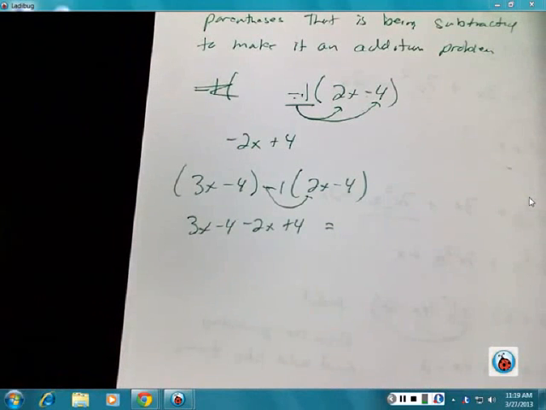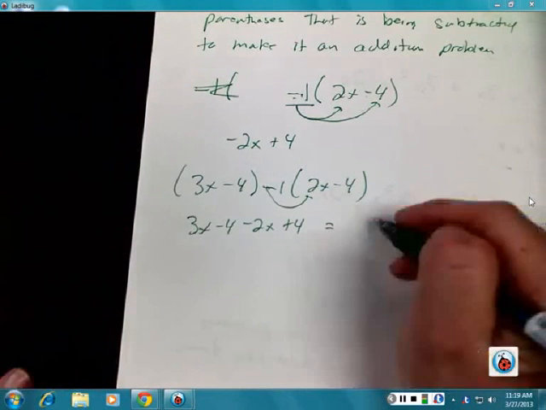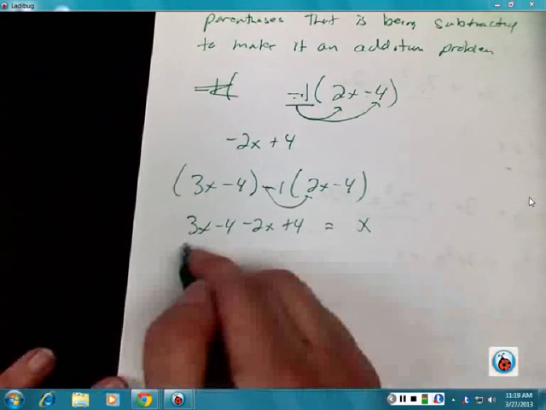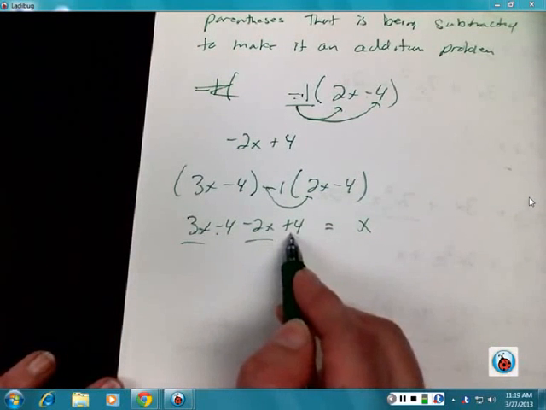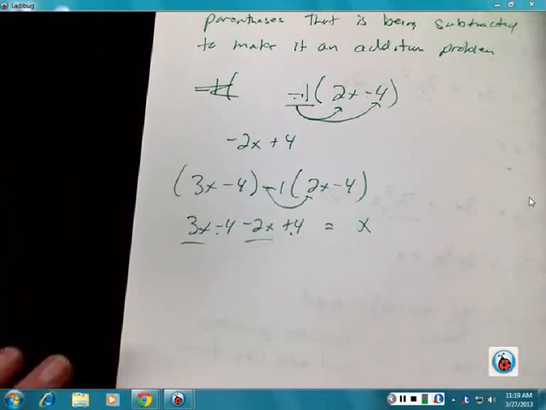So what do I have to do? For my answer, just x. All you can have is just x, because 3x minus 2x is x, and a negative 4 and a positive 4, long gone. They cancel each other out, so that ends up being your final answer to that thing. So you can't change that piece.